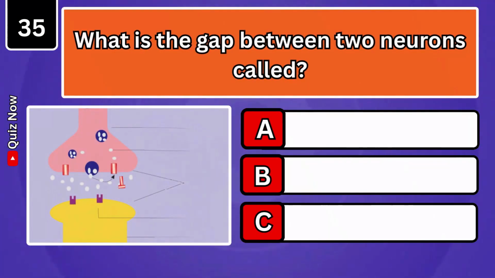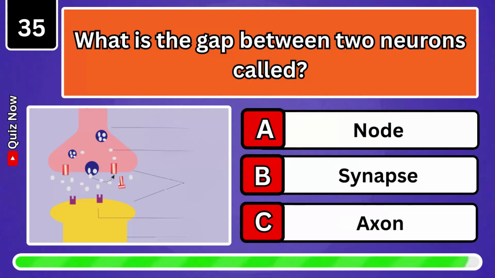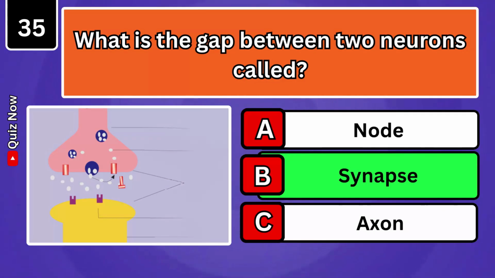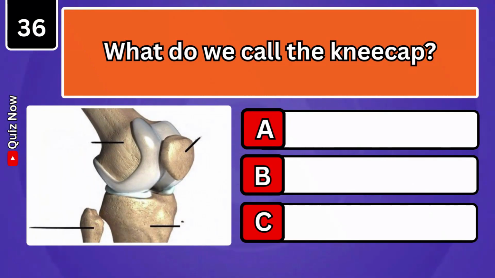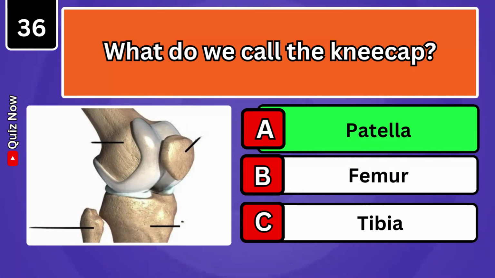What is the gap between two neurons called? Synapse. What do we call the kneecap? Patella.